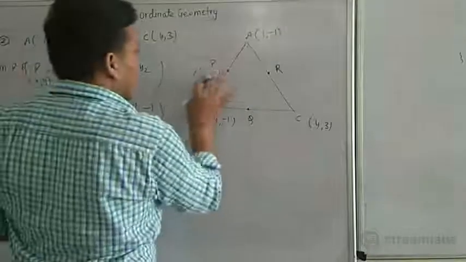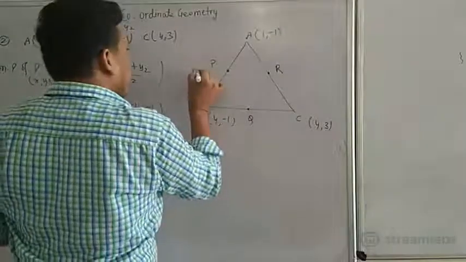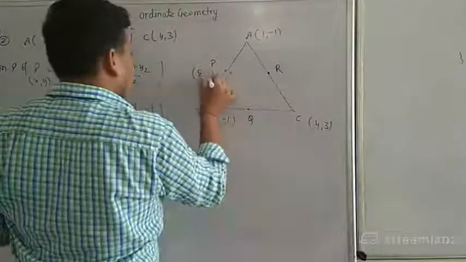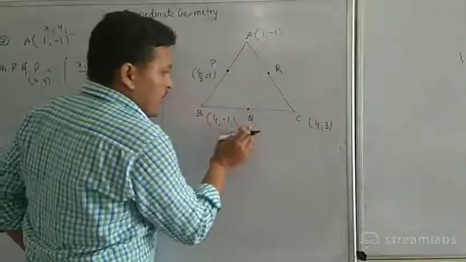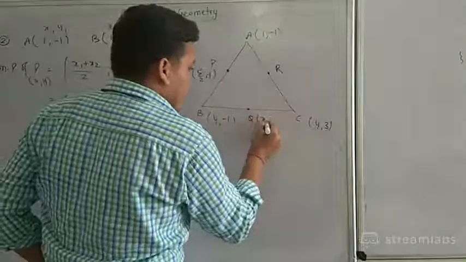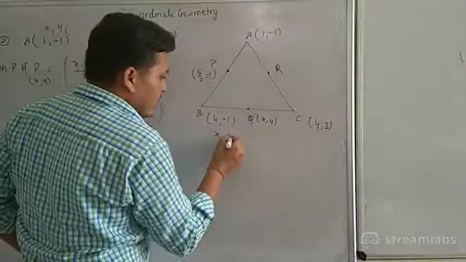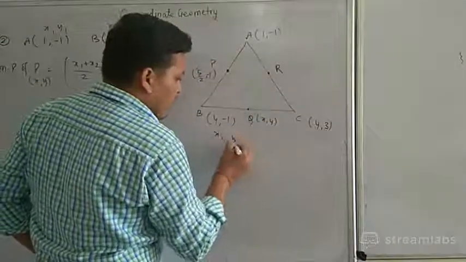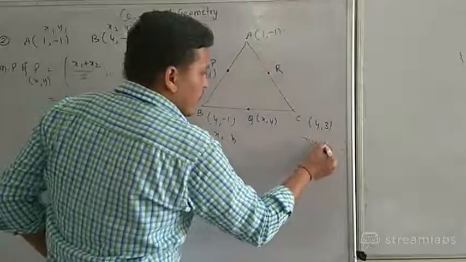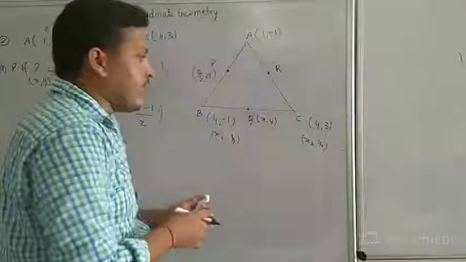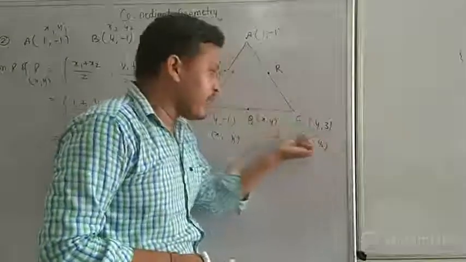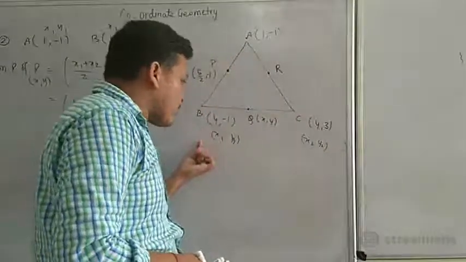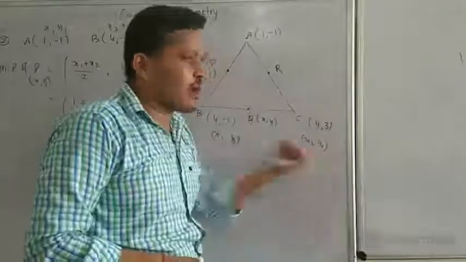The midpoint for P is 5/2 and -1. Okay, this part is done. Now calculate the midpoint for Q. For this we also took x y. This is x1 y1, this is x2 y2. It is your choice. You can take any one. For the midpoint of Q, you can take this part as x1 y1 and this as x2 y2, or the other way around.